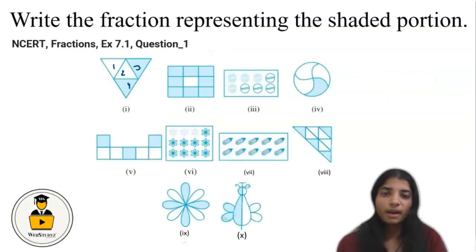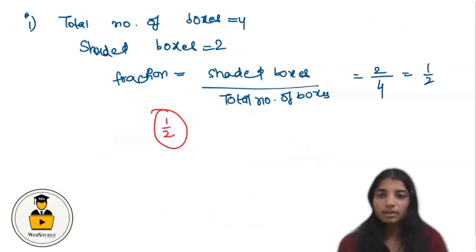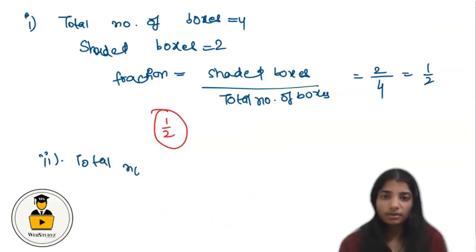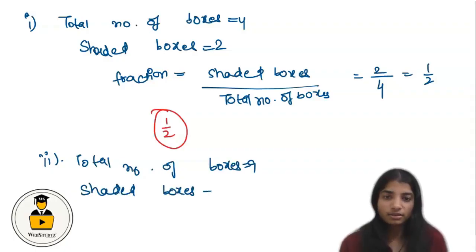Now let's move to part B. In this part, let's find the number of boxes it has. So this is 1, 2, 3, 4, 5, 6, 7, 8 and 9. So there are a total of 9 boxes. So the total number of boxes is equal to 9, and out of that 9, 8 boxes are shaded. So the shaded boxes are equal to 8.